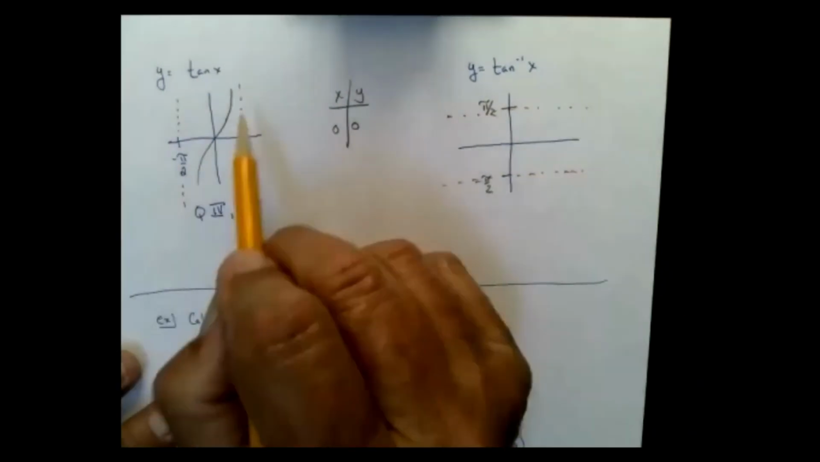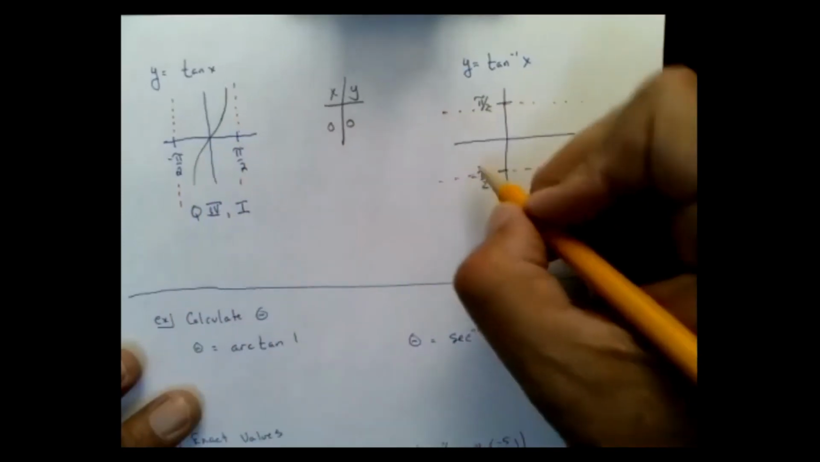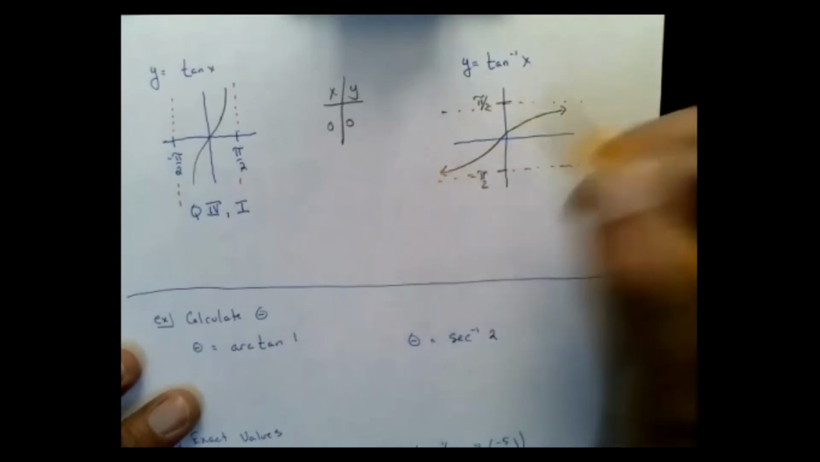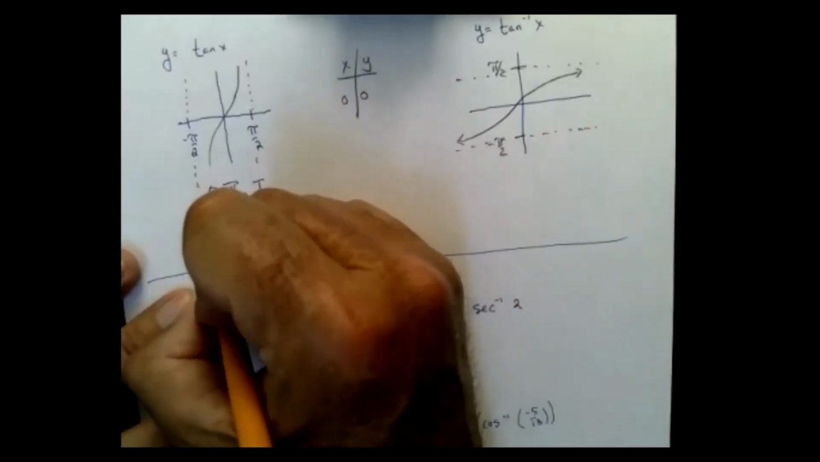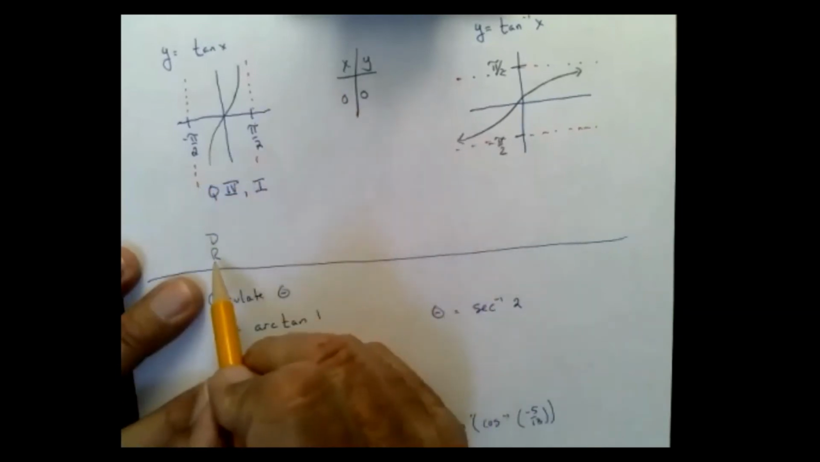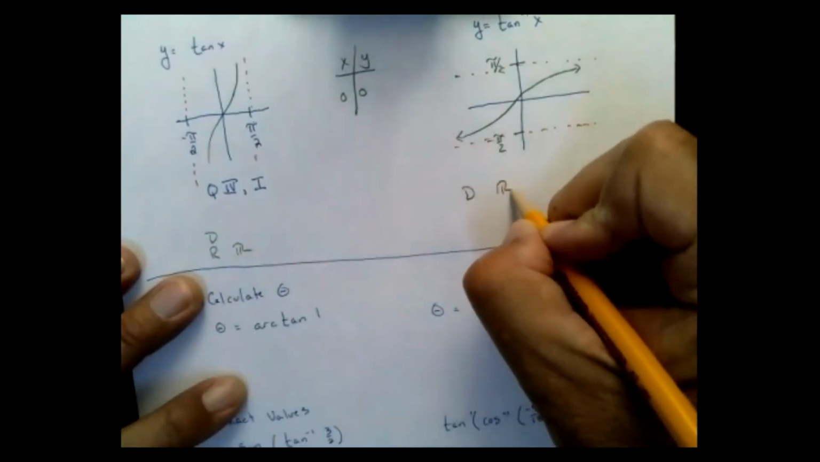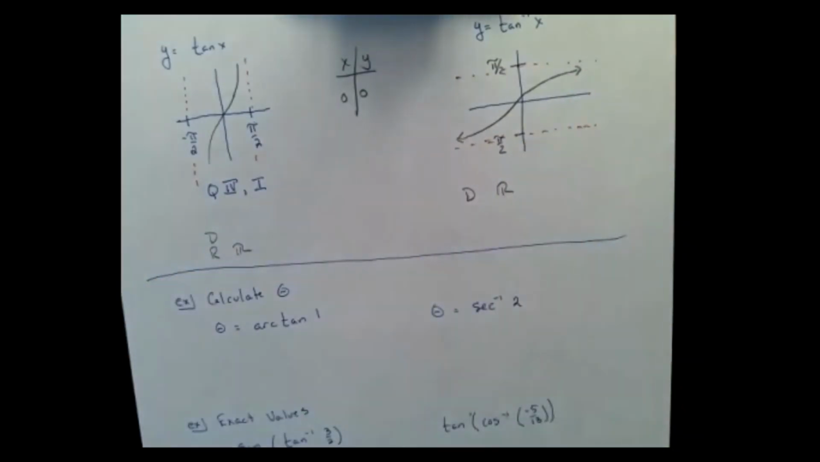But if I flip this over the line y equals x, I get something that looks like this. So this actually goes on and on and on forever. Why? What's this one's domain? What's its range? Its range is all real numbers, which means this one's domain has to be all real numbers.